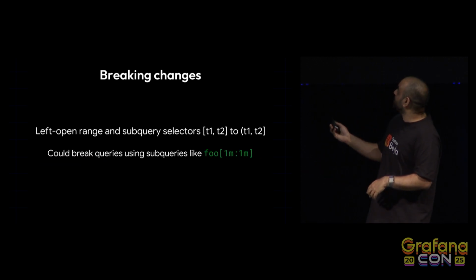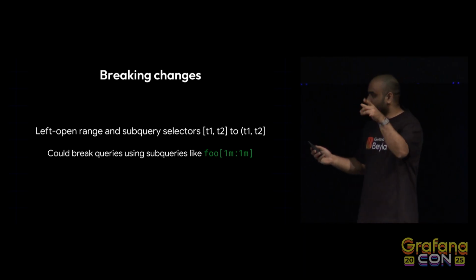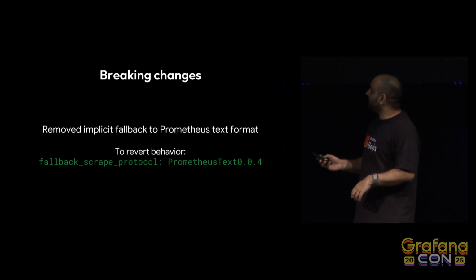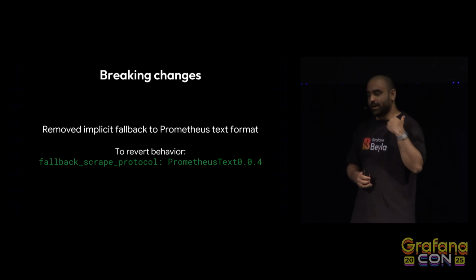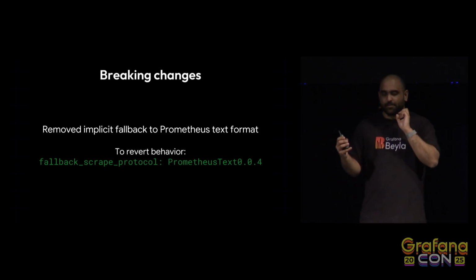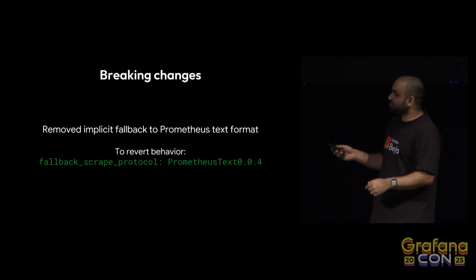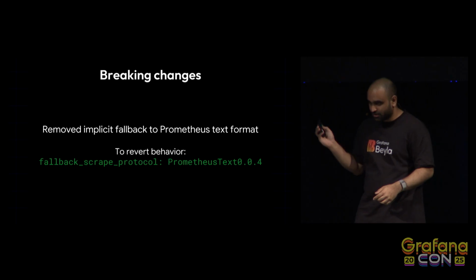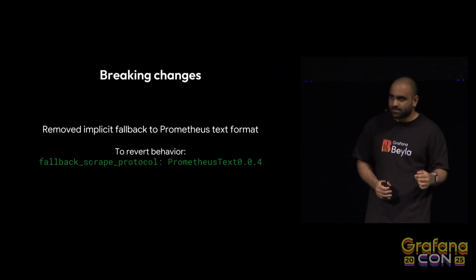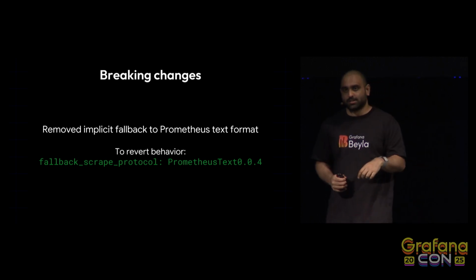Just don't do this, where everything is lined up at just 1 minute or 5 minutes. The other thing is, when we scrape, we ask, hey, what protocols do you support? And if we find something that we did not really understand in the answer, we used to default to Prometheus text 0.0.4. And we were like, oh, actually, that's very, very old. Let's just default to something else.